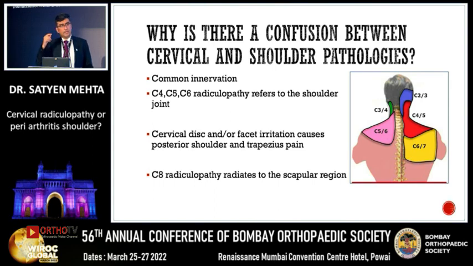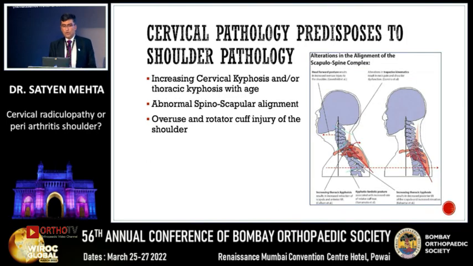Even studies have shown that facet irritation and also cervical disc irritation cause pain radiating to the posterior part of the shoulder and the trapezius. C8 radiculopathy very often goes to the medial part of the scapula, and so the patient will come with pain in that region. Also, why these two conditions happen together very often is that as a person grows older, with the cervical degeneration, the patient starts going into kyphosis, and this actually changes the scapular alignment. The spino-scapular alignment starts going down, and so the spino-scapular movements also reduce. So the shoulder starts getting used much more, and because of overuse, the chances of injury to the shoulder are much more. So very often you get patients who have both these problems.